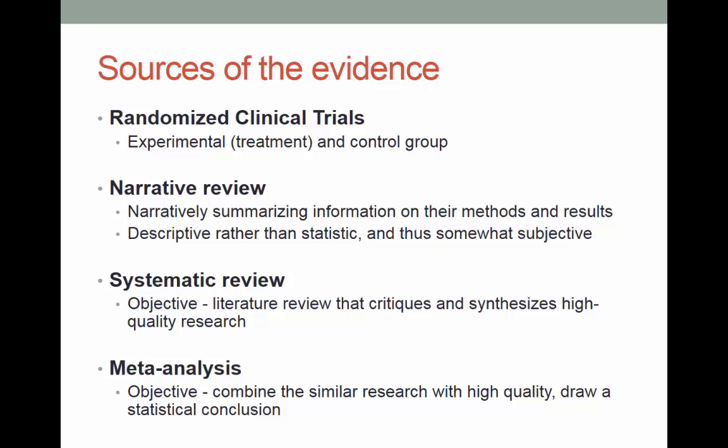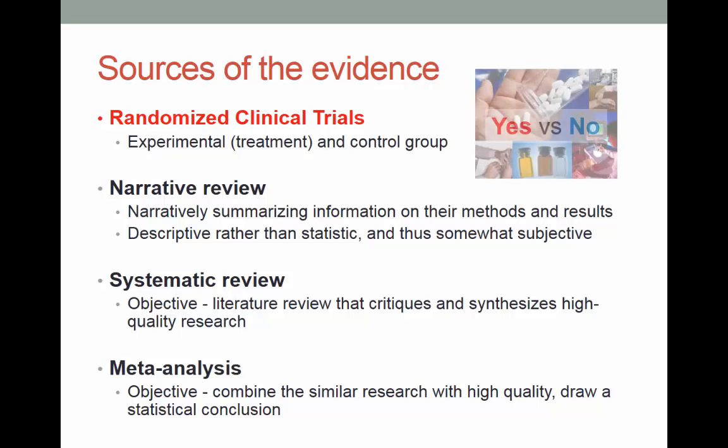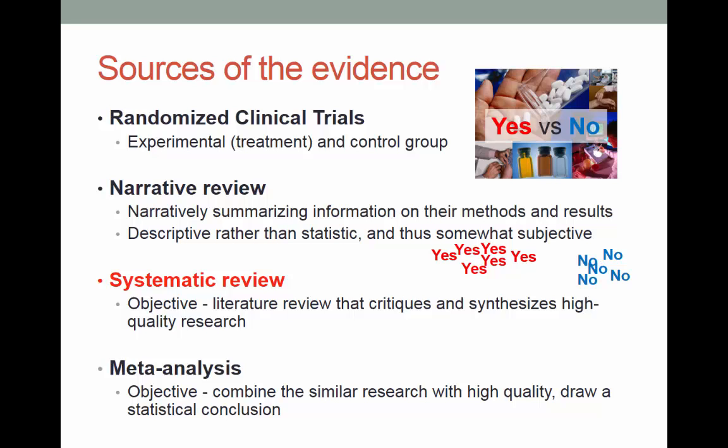To help us understand, we will explore some different types of evidence. A randomized clinical trial is an experiment or treatment with a control group. Essentially, these types of studies are trying to figure out an answer to a question, yes or no. A narrative review is a narrative summary of information on other studies, methods, and results. These studies are essentially figuring out how many yeses or no's are among the literature. These studies are descriptive rather than statistical.